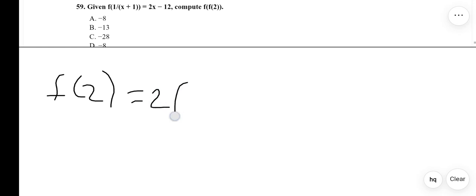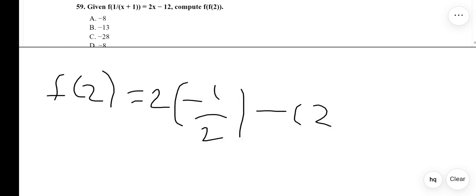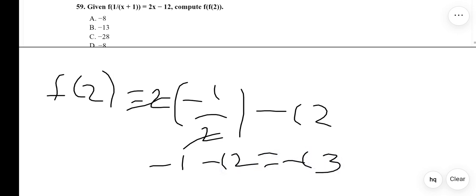So that means that my f of 2 is when my x is actually minus 1 all over 2. So 2 into bracket minus 1 all over 2 minus 12. So 2 will cancel themselves, this one remains 1. 1 times minus 1 will give me minus 1. So I have minus 1 minus 12. That will give me minus 13. So I've gotten f of 2. So now I'm looking for f of f of 2. So first of all, my f of 2 is minus 13. Do you get? So now my input is f of minus 13.